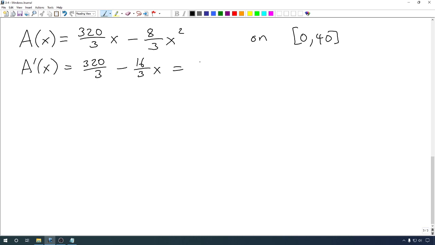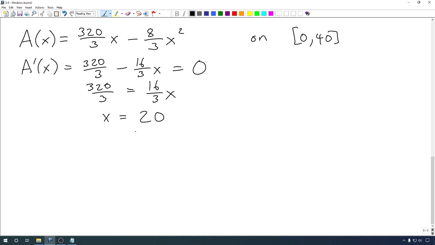And we want to set this equal to 0, because that's where we're going to get a critical point. This derivative always exists. We are just dealing with a polynomial, so we don't have to worry about critical points of that sort. But we do need to see where this equals 0. If we solve, we can bring the 16 thirds x over to the other side. The thirds cancel each other out, and 320 divided by 16 gives us an x value of 20.